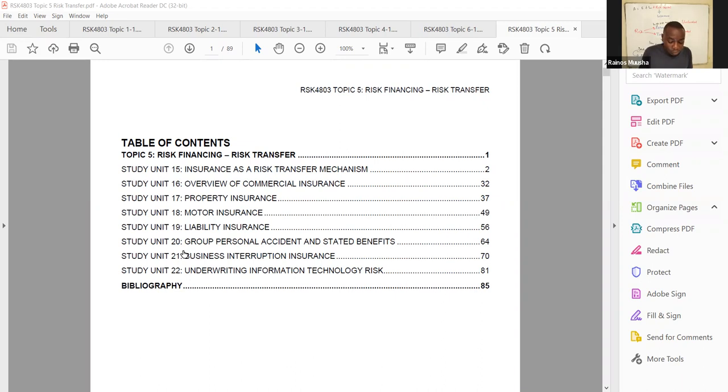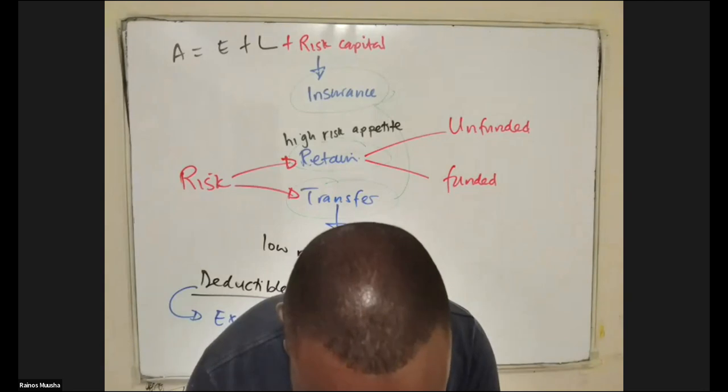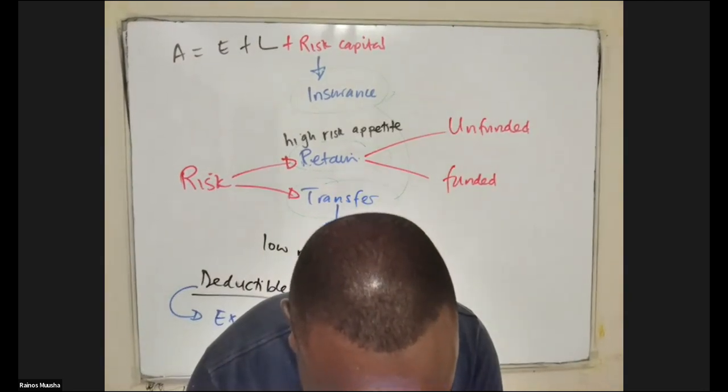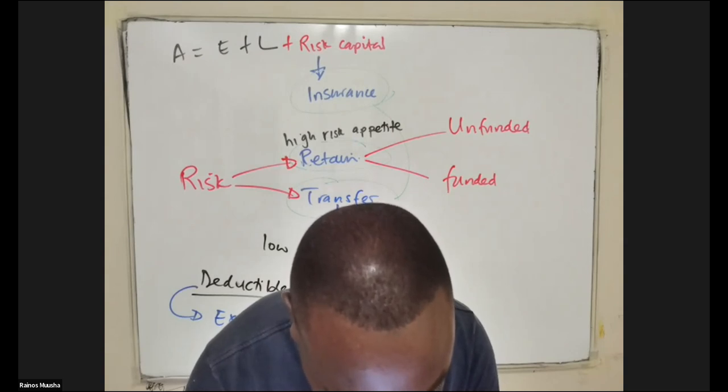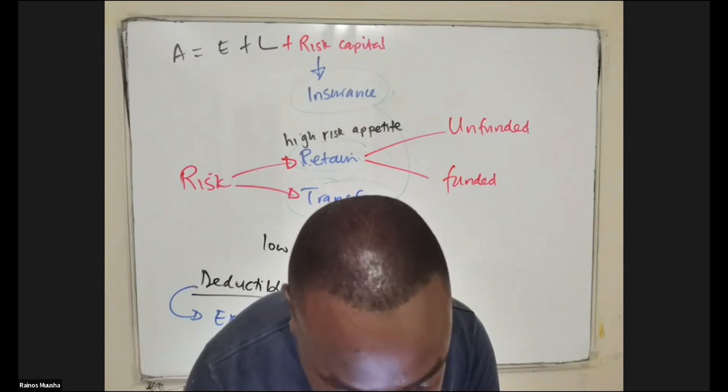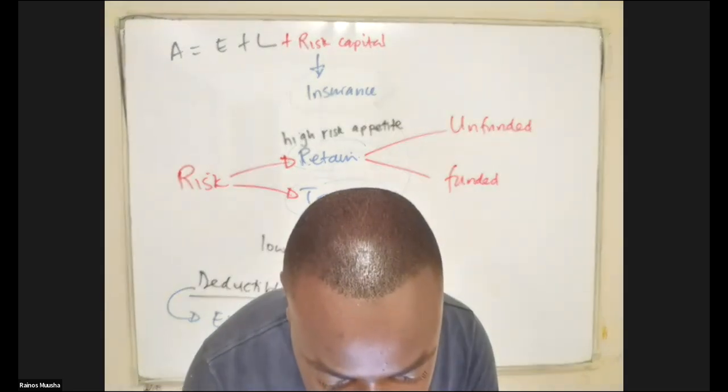But where business interruption insurance becomes very important is this: these are the forms of insurance, so when you suffer a loss event, let me give you a typical example. I remember from study unit 8, there is an article, and the way they explain it is very interesting because it gives you an overall bigger picture of exactly what really happens when one suffers a loss.